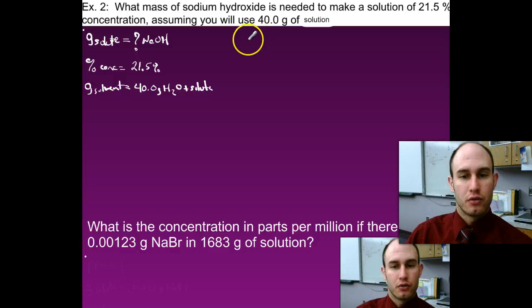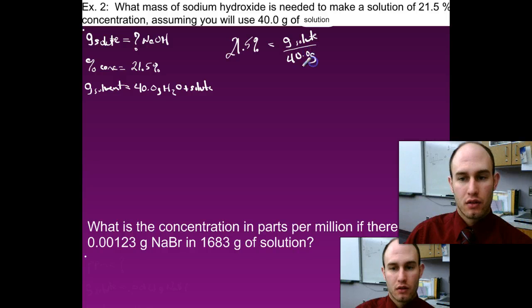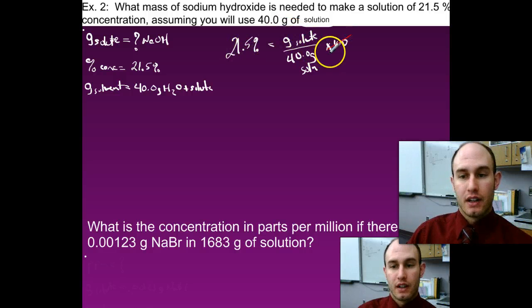So plugging this into my equation, 21.5% equals the grams of the solute, which is your actual unknown in this case, divided by the grams of the solution, and obviously times 100. So to get rid of the 100, all we have to do is basically divide the percent by 100, which makes it my decimal. So now I'm left with 0.215 equals the grams of solute.